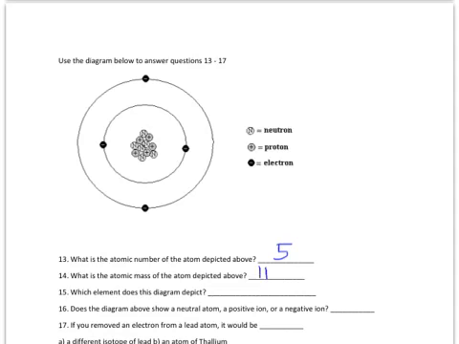Which element does this diagram depict? Well, what matters is the fact that it has 5 protons. The atom that has 5 protons is called boron.